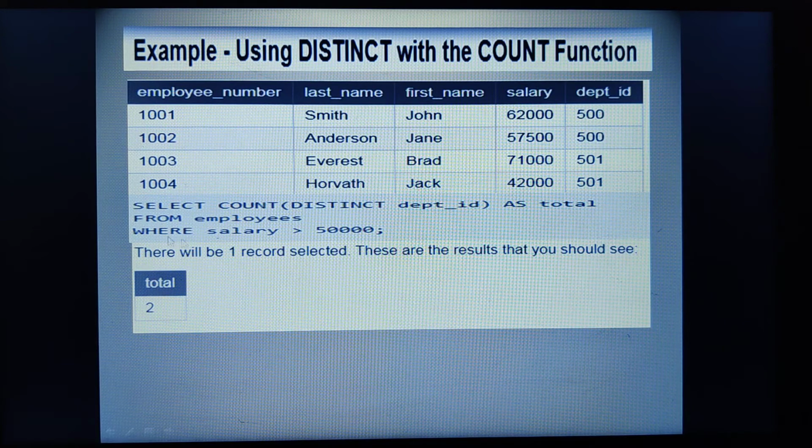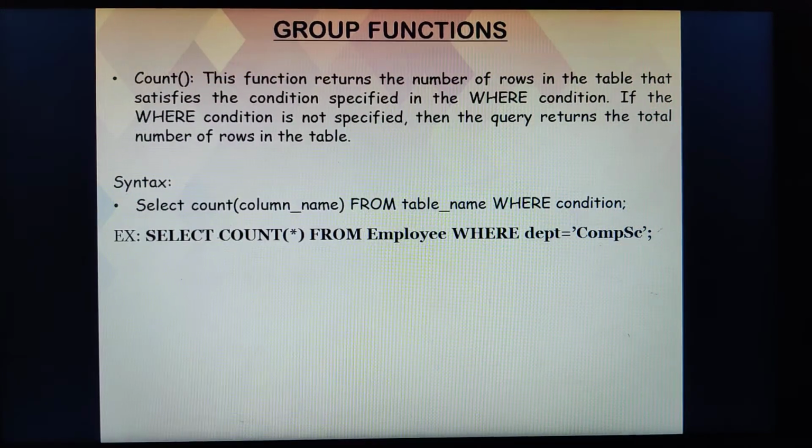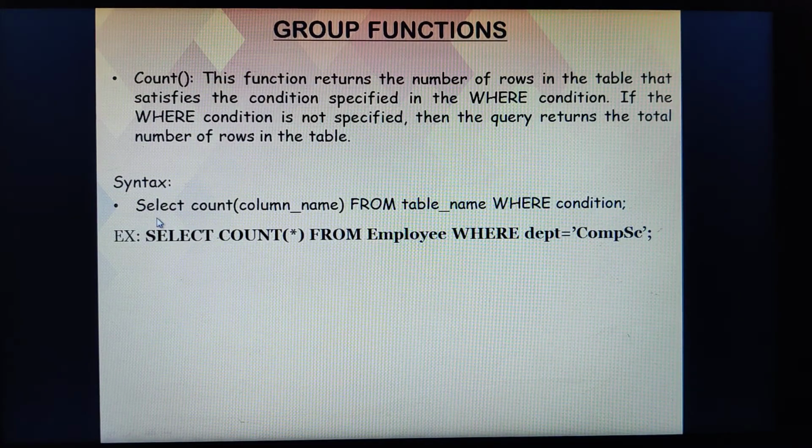So here, if I had not mentioned the where clause, and I just give select count of distinct department ID as total from employees, and if I had 503 also, then definitely it would count and give me 3. Because I am mentioning the condition here, it will not select the 503 where the salary was just 35,000.